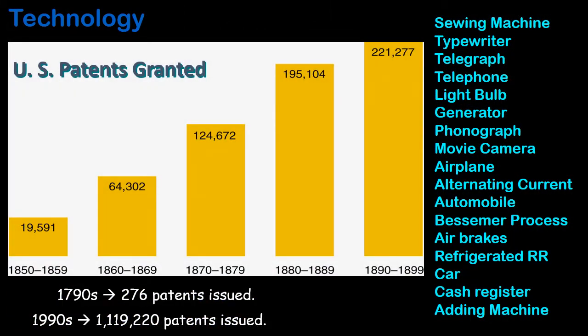Over 600,000 U.S. patents are granted during the Gilded Age. Some of the patents were for, but not limited to, the sewing machine, typewriter, telegraph, telephone, light bulb, generator, phonograph, movie camera, airplane, alternating current, automobile, Bessemer process, air brakes, refrigerated railroad cars, cash registers, and adding machines.